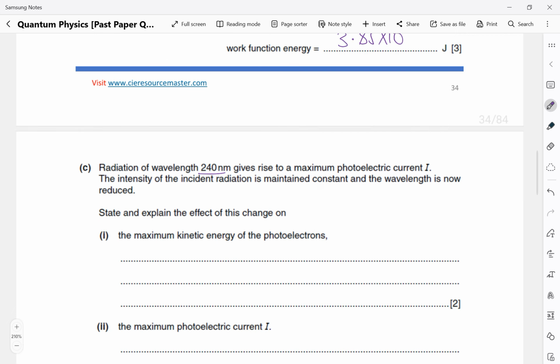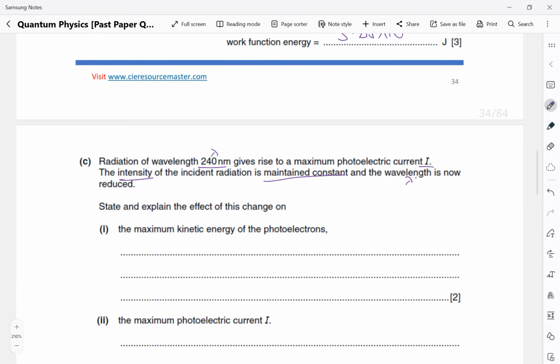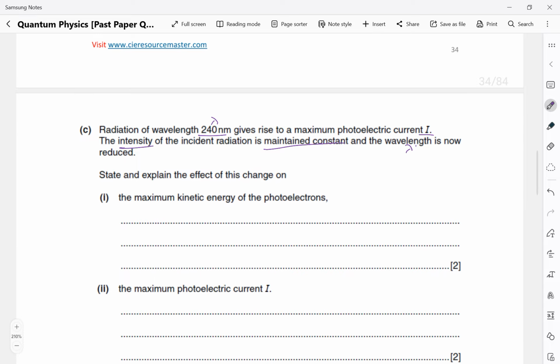Radiation of wavelength 240 nanometers gives rise to a maximum photoelectric current I. The intensity of the incident radiation is maintained constant. So I is taken for current, and the intensity is constant. And the wavelength is now reduced, so lambda is now reduced. State and explain the effect of this change on the maximum kinetic energy of photoelectrons.